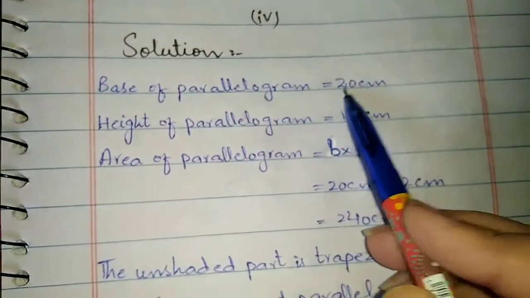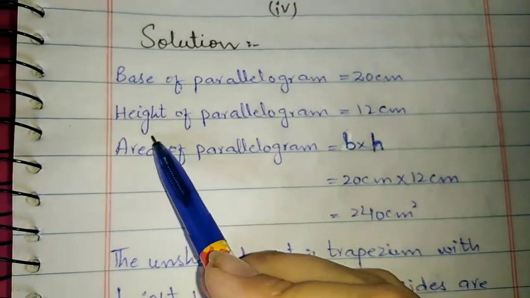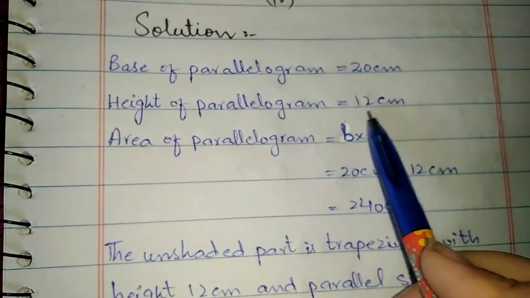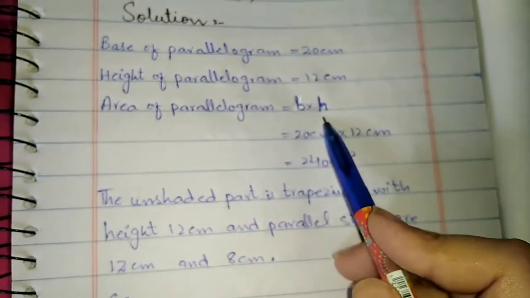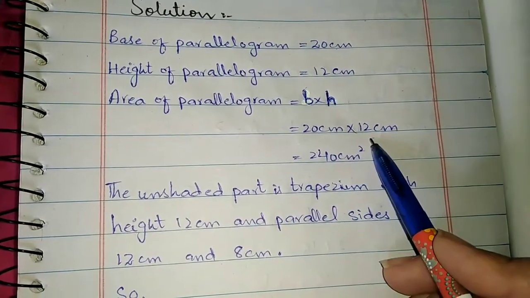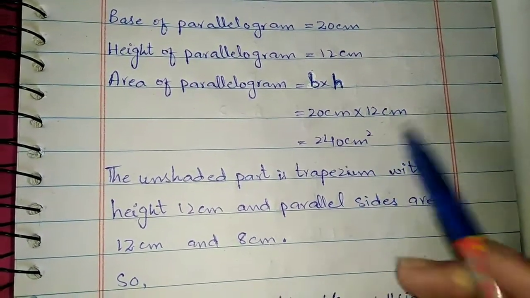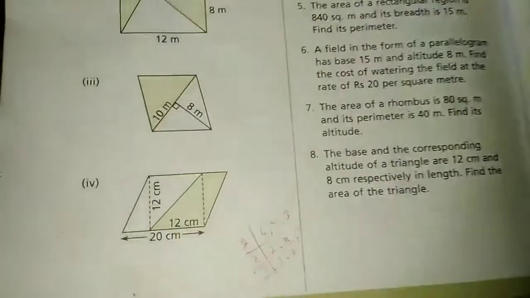So the base of the parallelogram is given in the question as 20 centimeter and the height is given as 12 centimeter. And as we know, the area of a parallelogram is equal to base multiplied by height. So 20 centimeter into 12 centimeter is equal to 240 centimeter square. Now the unshaded part is a trapezium.